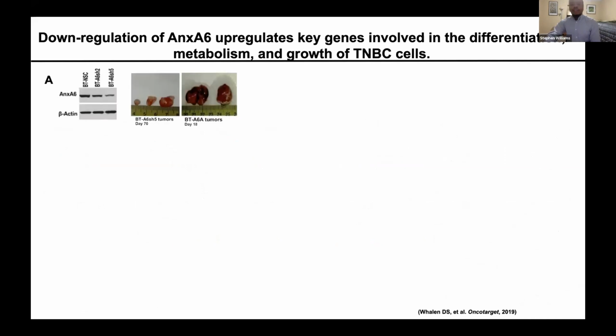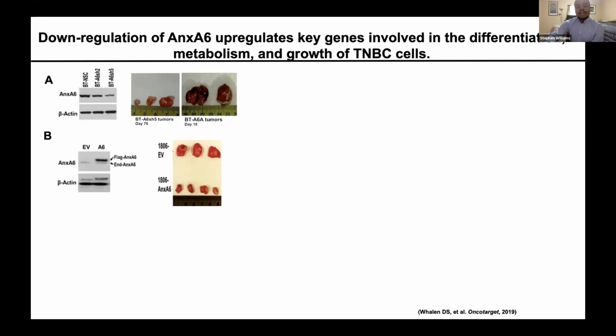And so then we followed it up in vivo, where we took these same cells where we downregulated annexin A6, and we saw that in cells that express a low level of annexin A6, you saw rapid growth of these xenograft tumors in these null mice. And you see in BT-A6A, where we knocked out annexin A6 in the prior 2011 paper, by day 18 we had to sacrifice these mice because the tumors were so large.